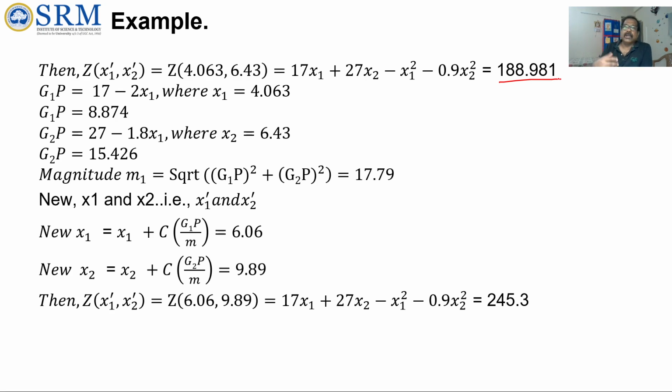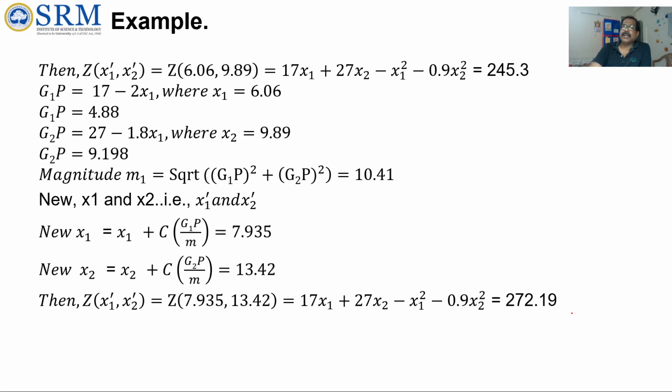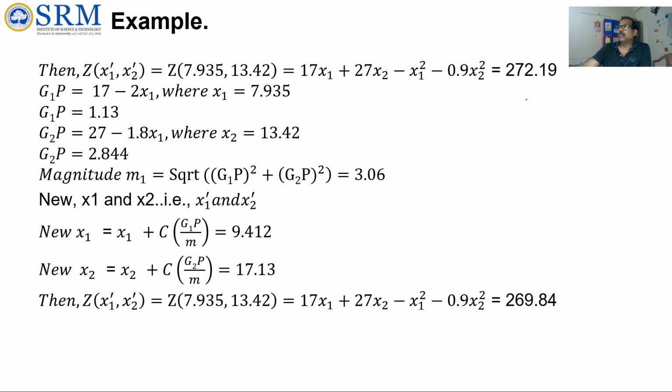So again we need to calculate one more x1 and x2. Same procedure: the x1 x2 which we calculated now, we have to substitute. We can calculate this gp1 and magnitude value, c value same. With these new coordinates, again you calculate the response. These steps need to be repeated n number of times until the response starts showing a decreasing trend. So here 245, next step is 272, then 269, then it's a decreasing trend. So we can wind up.